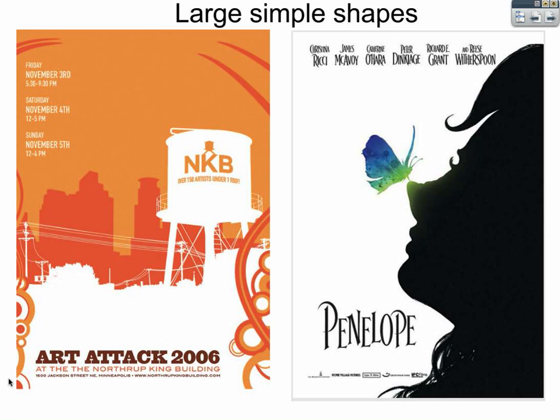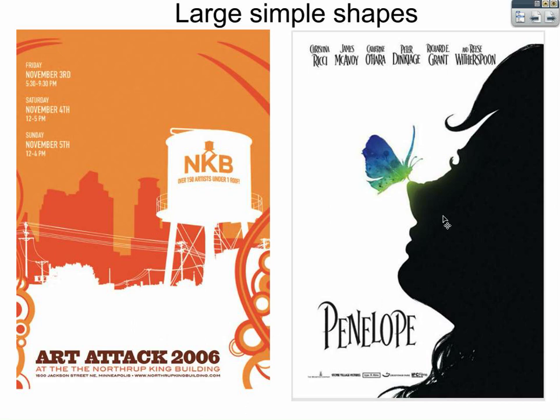These use some nice large simple shapes. So Art Attack is an art show that happens at the Northrop King building in Minneapolis. So they've got the city skyline, there's a water tower there, and then you can see the city of Minneapolis behind. It's really nice. This is negative space too. So white is typically background, but here this white shape has become an interesting shape and part of it. And then we see some other lines here leading our eyes.